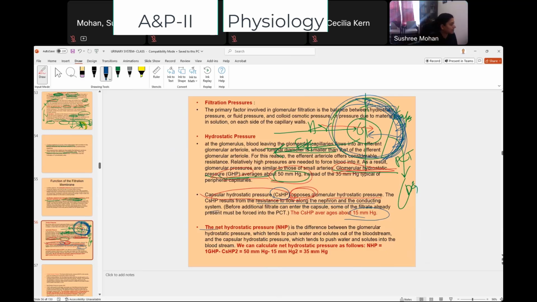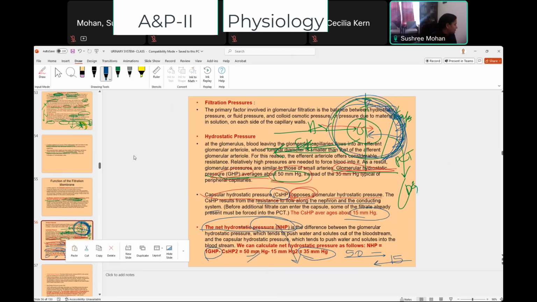So what do we get? The net hydrostatic pressure. We subtract the opposing one. So the net hydrostatic pressure, how much would it be? It is 35, because GHP is 50 and GHP is acting in this direction, CSHP is acting in the opposite direction. GHP is 50, CSHP is 15. So when you subtract 50 minus 15, the net hydrostatic pressure would be 35. Okay, the net hydrostatic pressure would be 35.